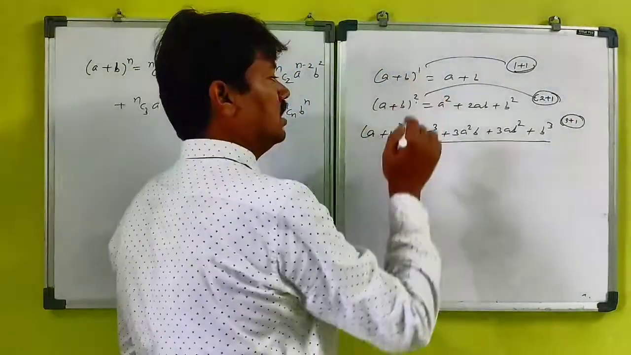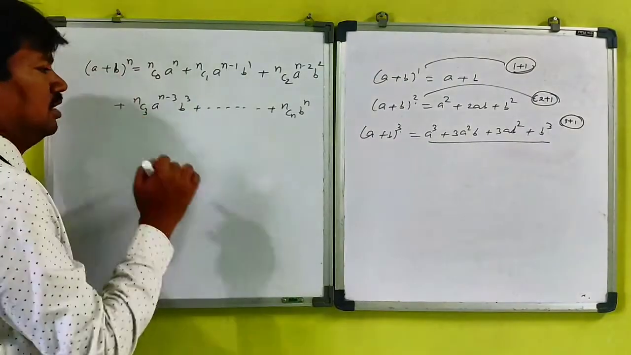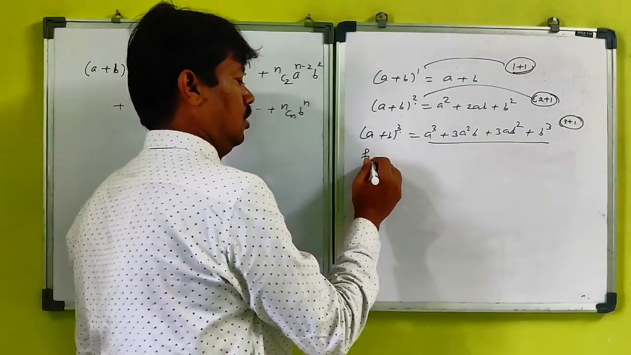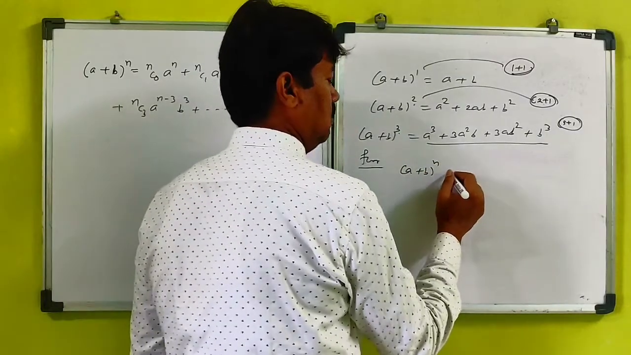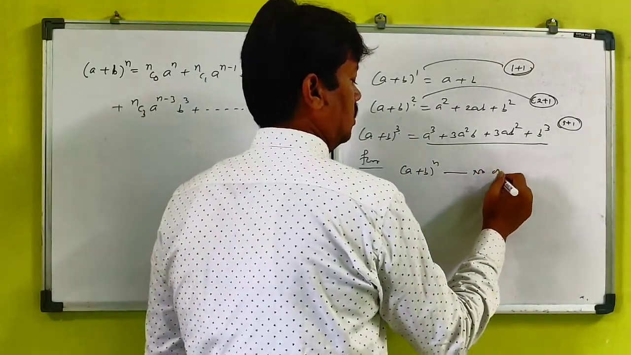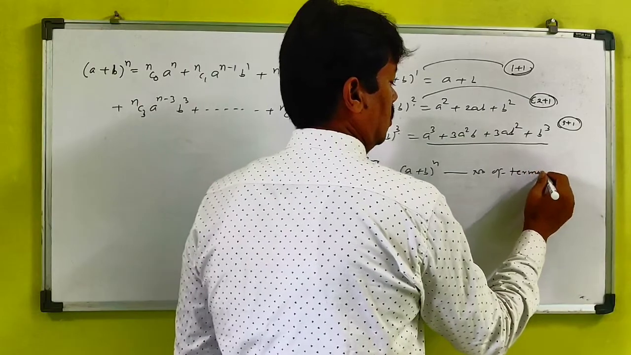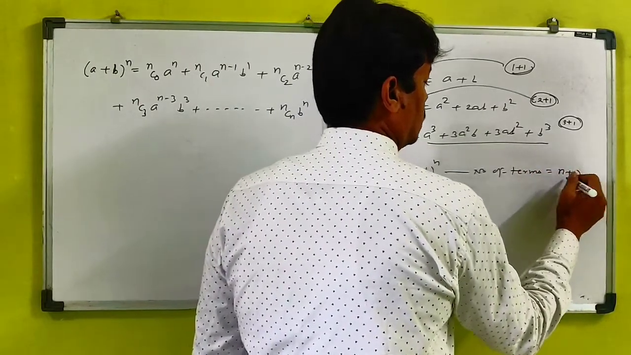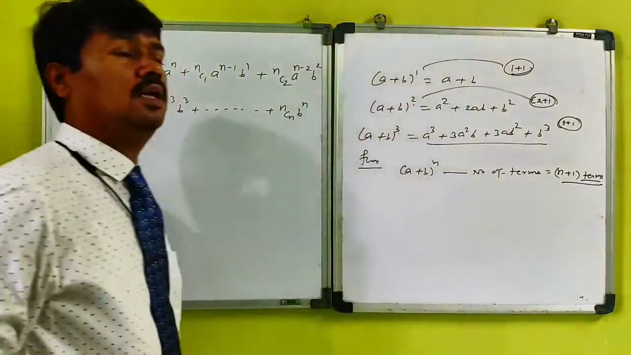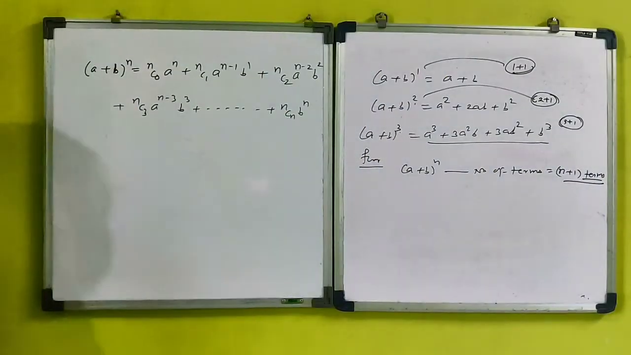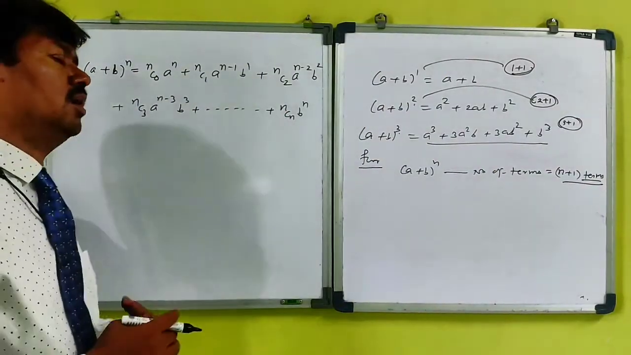Whatever the power, we can say for (a + b) raised to n, how many terms will there be? The number of terms is always equal to n plus 1. So there are n plus 1 terms in this. Now, how to find a particular term?